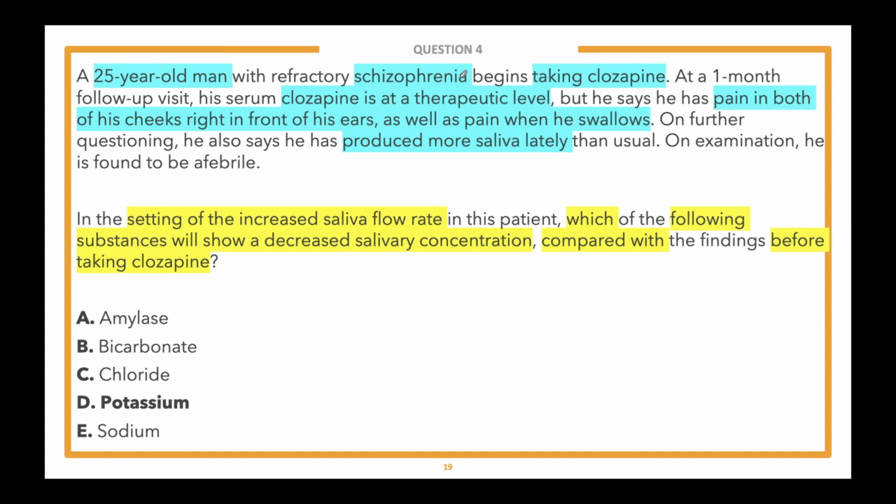We talked about how answer choices E and C, sodium and chloride, would actually be increased. Answer choice B, bicarbonate, actually acts independently, and as that graph showed, it stays the same, so that would be incorrect. And then answer choice A, if you have increased salivary flow rate, you would have a higher concentration of amylase within the saliva, so the best answer choice here is answer choice D.